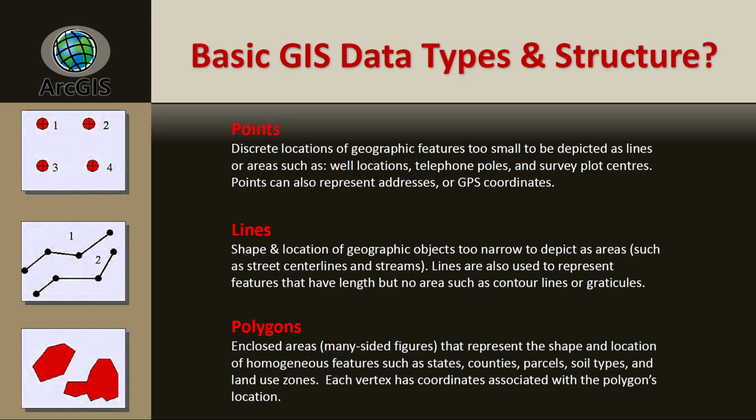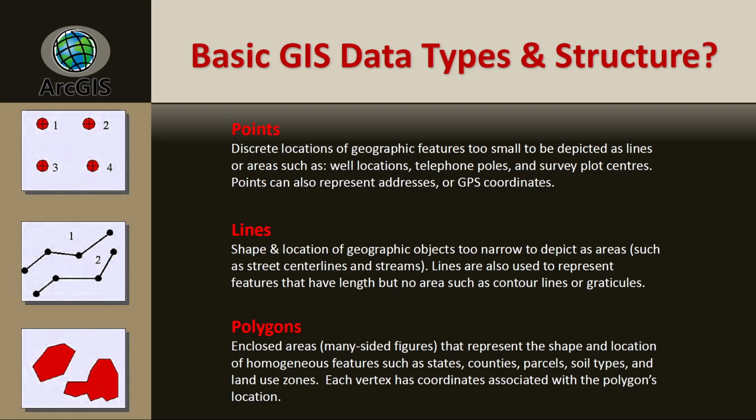So points, depending on your scale, could be pointing out intersections or cities or hydrants or even trees, right? Individual trees. They're discrete. It's an XY point. There's only one XY coordinate involved, right?